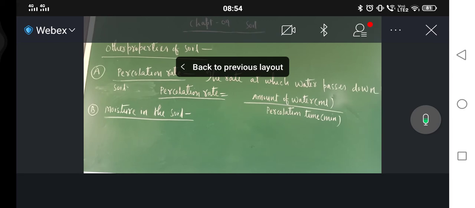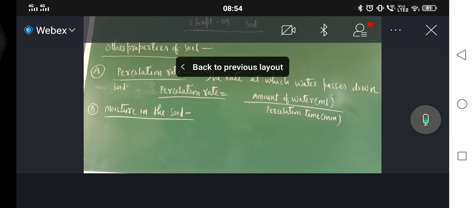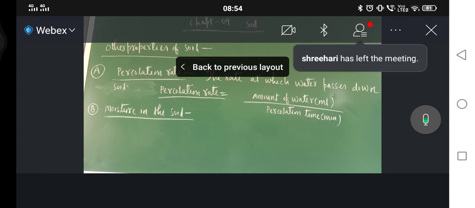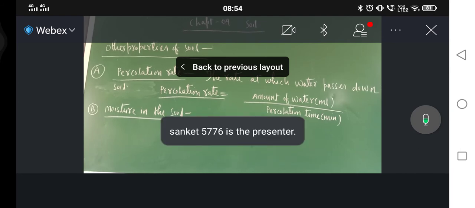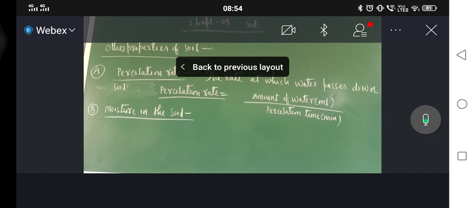We will discuss some other properties of soil. So the first one is the percolation rate. What is the percolation rate? The rate at which water passes down to the soil. That is called percolation rate. I hope that you are understanding. We'll explain one activity.